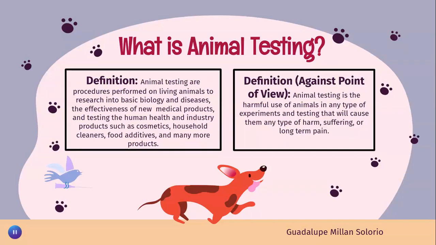The definition of the against point of view is that animal testing is the harmful use of animals in any type of experiments and testing that is going to cause them any type of harm, suffering, or long-term pain. This can be before testing, during testing, and after testing, but most of the time it's going to be all three. So the animal is going to be suffering in pain and in inhumane conditions before, during, and after testing.